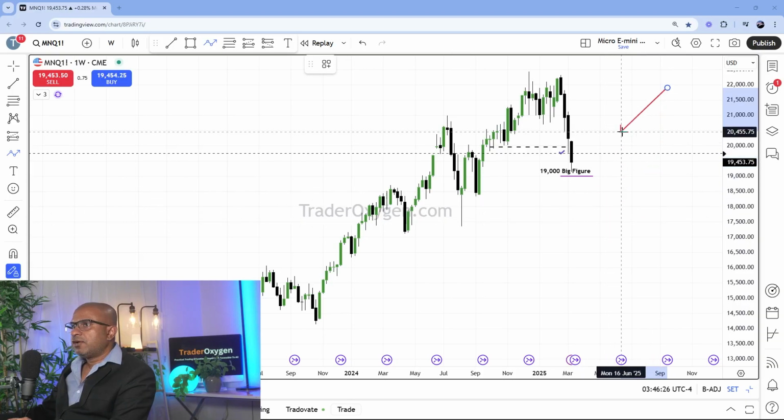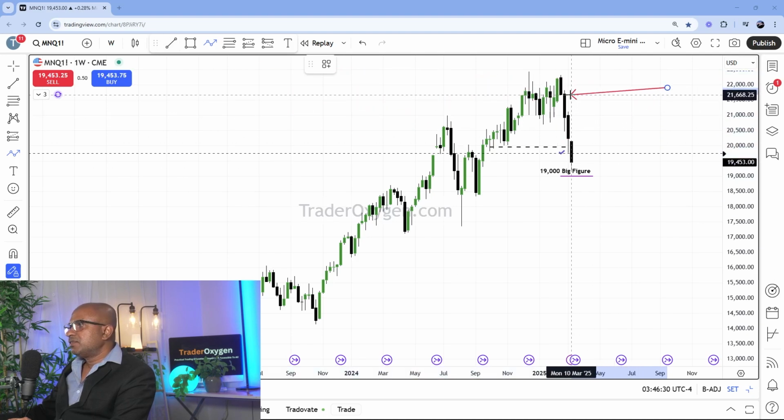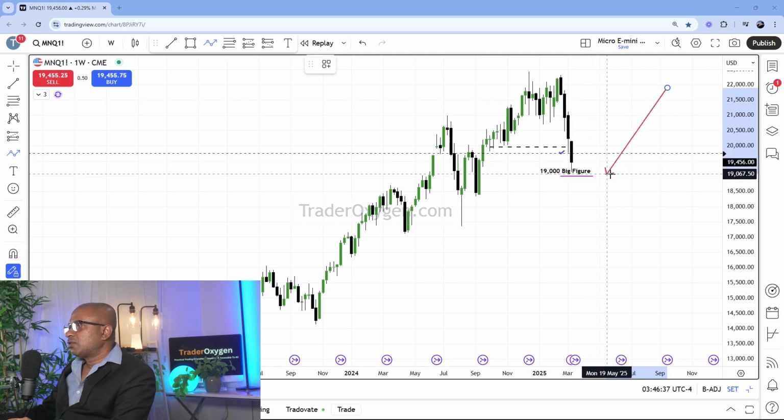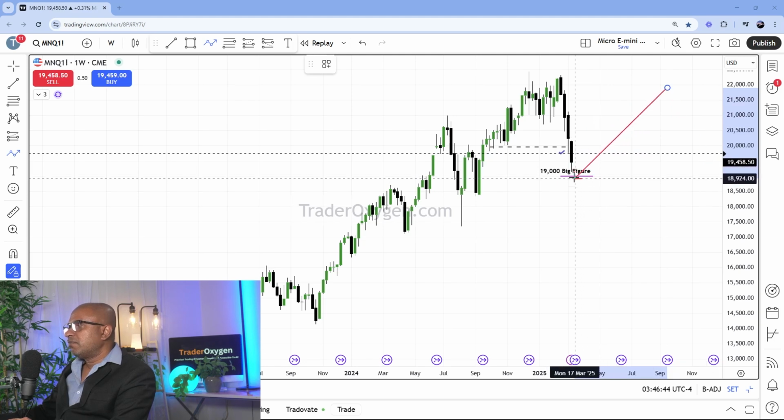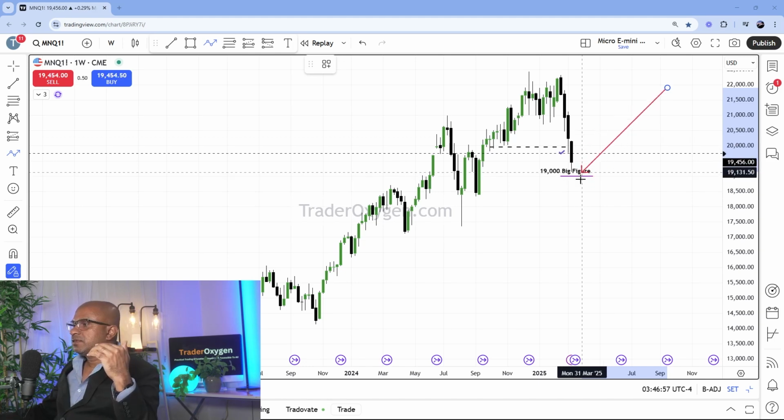So we are in the micro mini Nasdaq index futures weekly chart. You can see the price has been continuously coming down, melting down all the way. And over here you can see the price is close to the 19,000 big figure. Because of that, there's plenty of liquidity around this 19,000 big figure. So for this trade, based on this fact, our weekly bias was bearish.